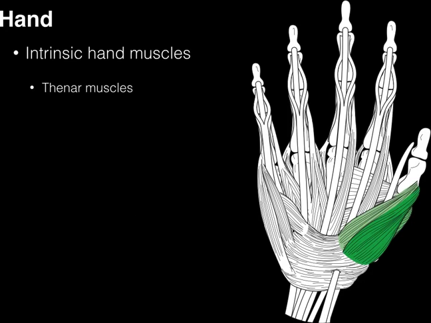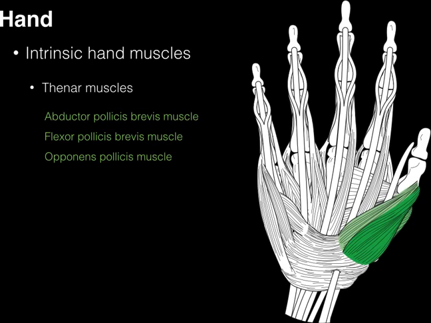All right, let's start with the thenar muscles. Thenar muscles are muscles that act on the thumb, and there's three of them: abductor pollicis brevis, flexor pollicis brevis, and opponens pollicis. And there they are for the abbreviations, AFO, on the thumb muscles.